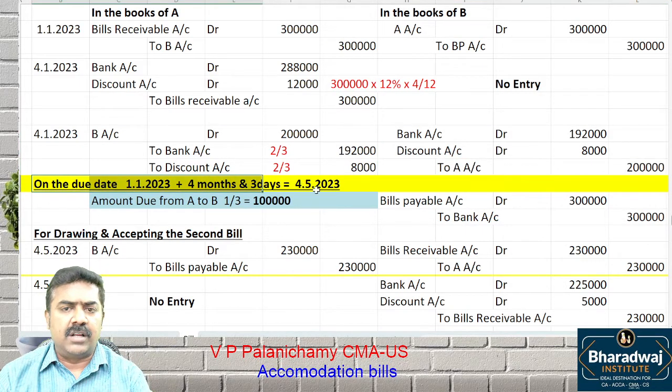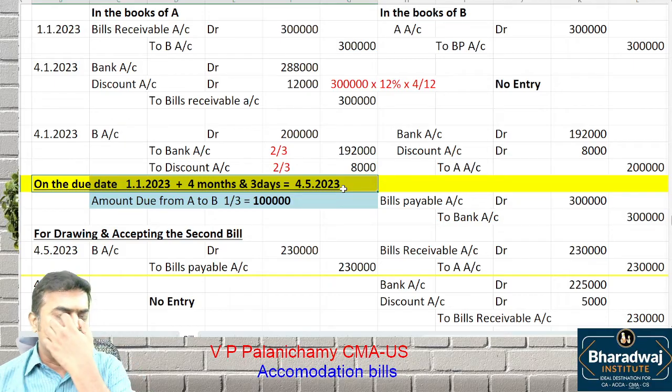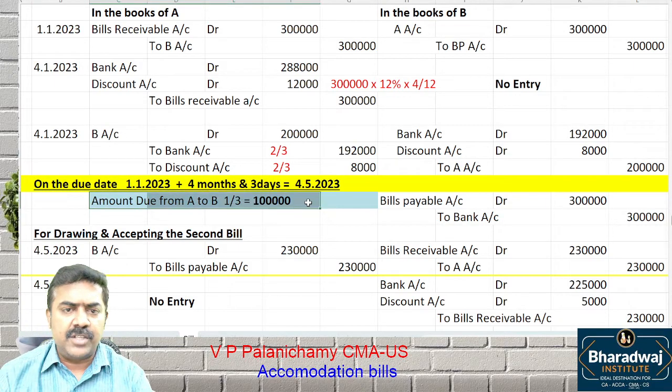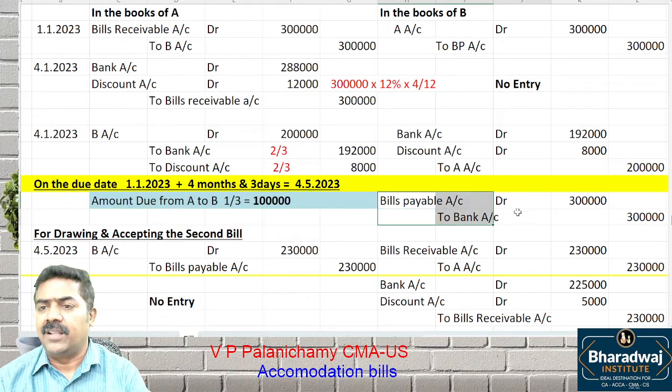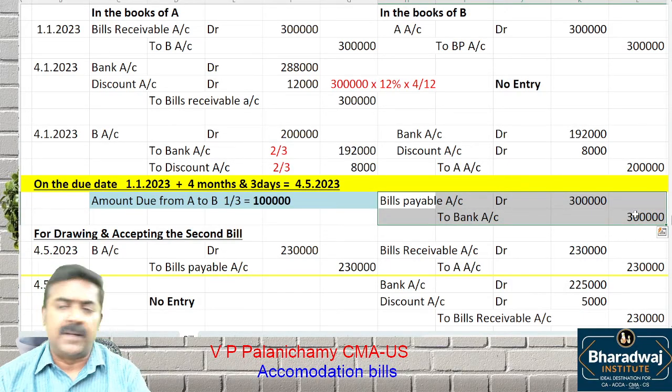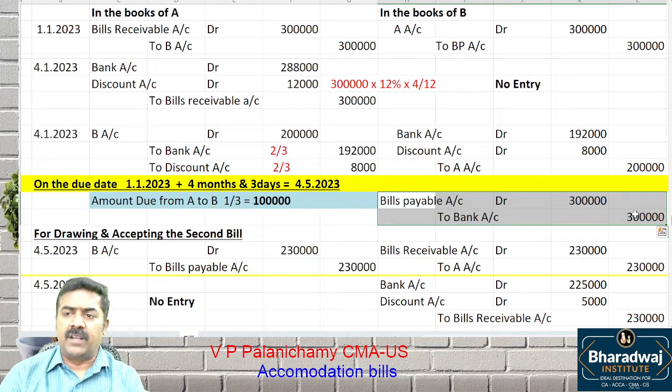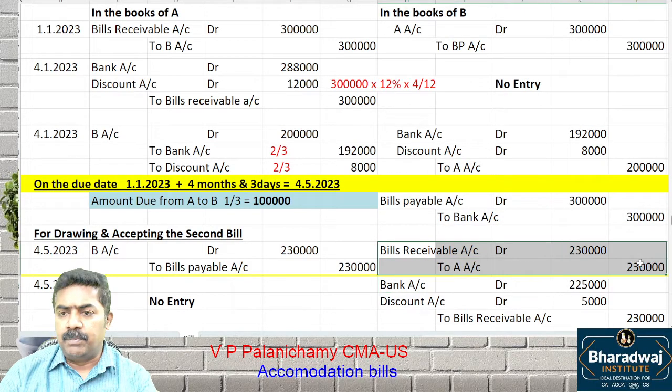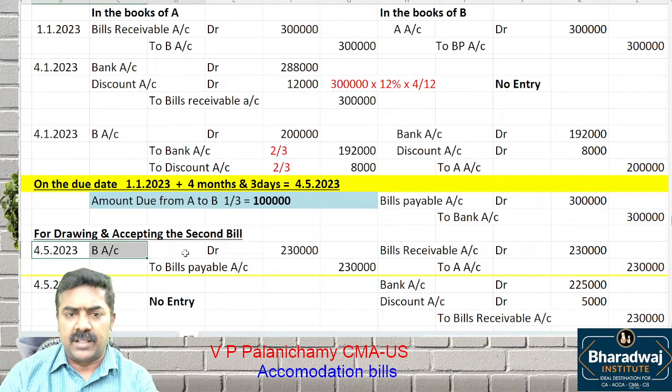On the due date of the first bill, that is on 4/5/2023, A should have sent 1 lakh, but A is not able to send the money. Anyhow, the acceptor should pay for the bill. So B drew a bill on A for 2,30,000.